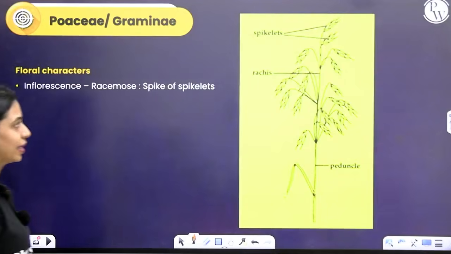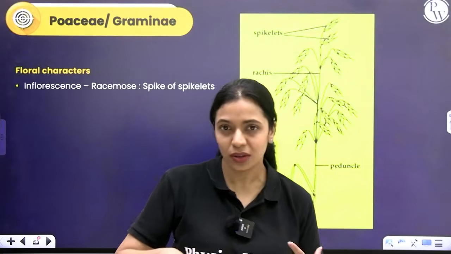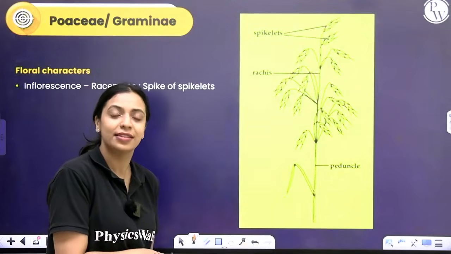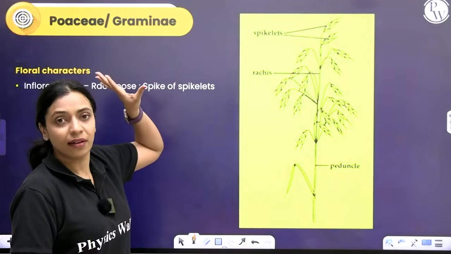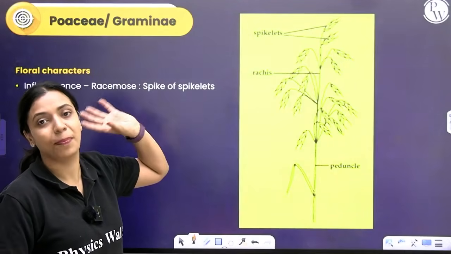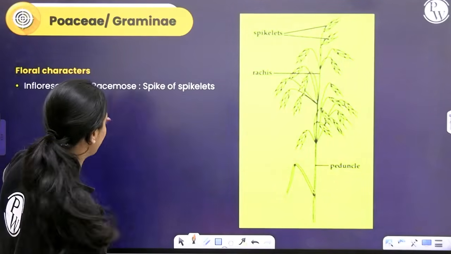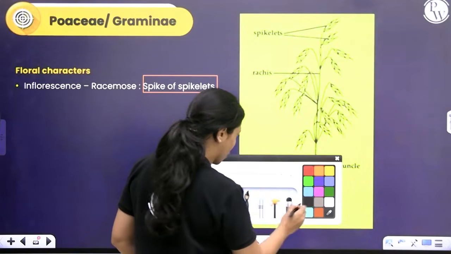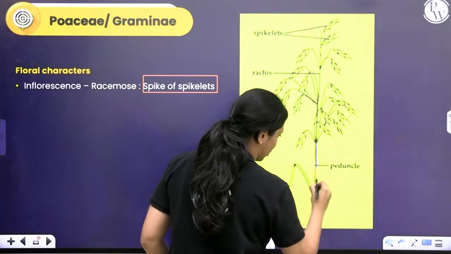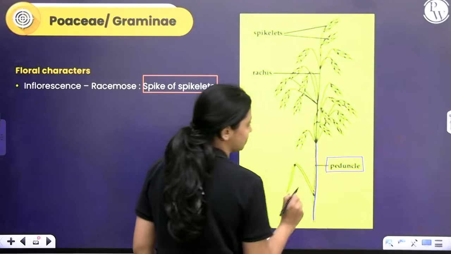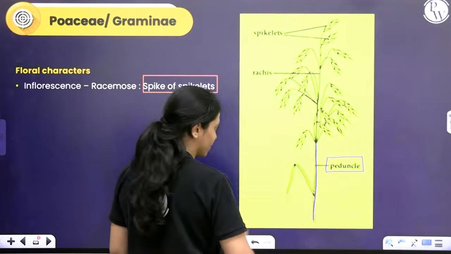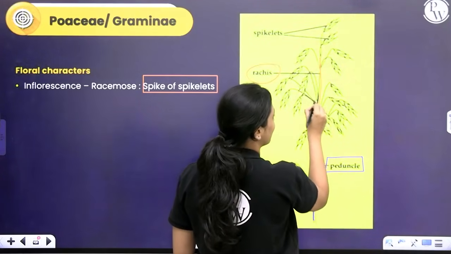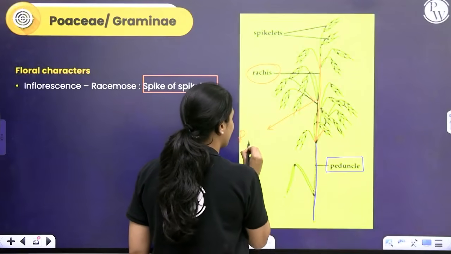Let's talk about the floral characters. Here also the inflorescence is a little complicated, so pay attention and listen carefully and understand well. The inflorescence here is called a spike of spikelets, and it's a type of racemose inflorescence. Okay, so here you have the stalk of the inflorescence, which is called the peduncle. This stalk will have branches, and the main axis is called the rachis. You will have further branching from the rachis, which are called the rachilla.